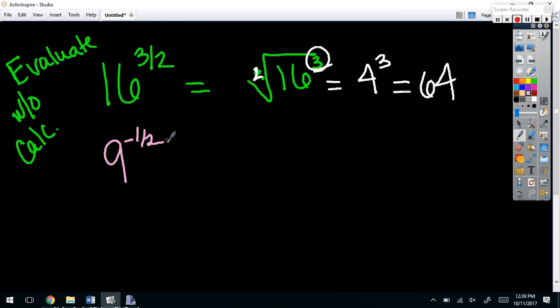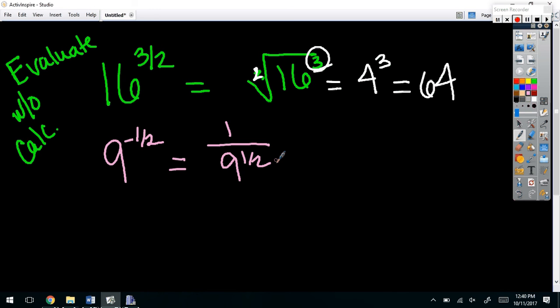Let's see if you can recall some exponent properties from chapter two that you just took a test on. The first thing I see is that big old negative exponent. What do you do with negative exponents? You have to switch it. So it becomes 1 over 9 to the 1/2. Do you agree? Whenever the exponent is negative, make it positive. Yep, it's the whole big thing.